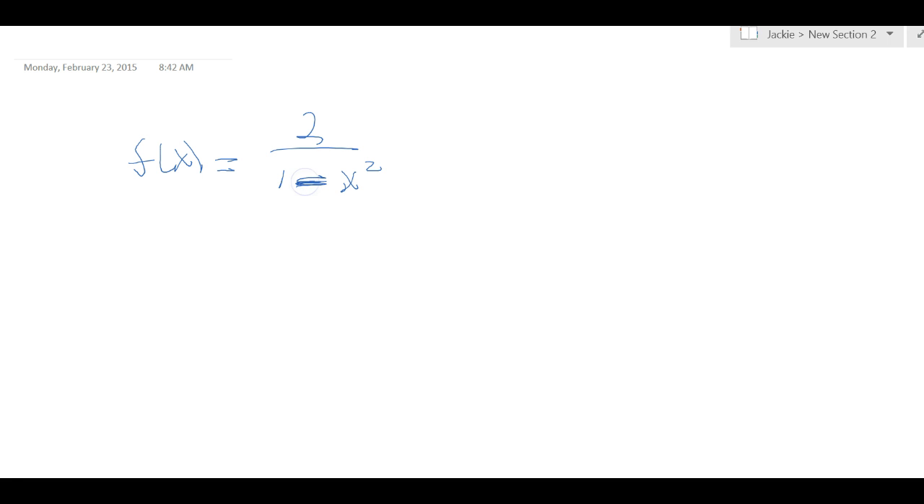We're dealing with 1 minus x squared. Since this is a rational expression, I need to look at the denominator, because as we know, we can't have a 0 in the denominator of a rational function or a fraction. So 1 minus x squared cannot equal 0. That's going to cause a problem. So solve this: 1 cannot equal x squared, if I move my x squared to the right side, which makes it positive.